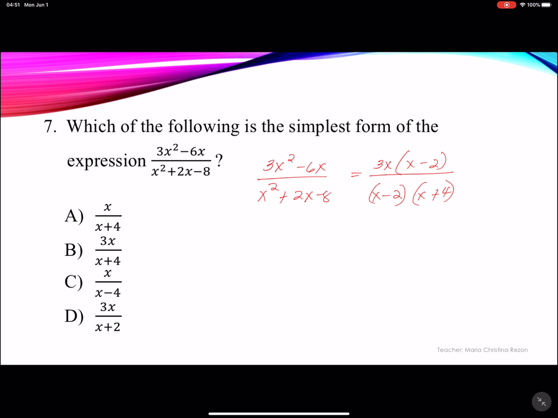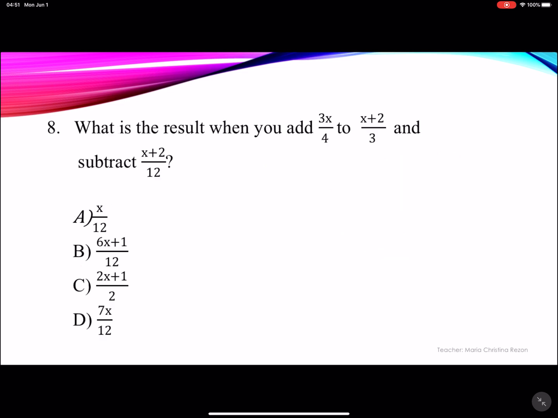Then simplify. You can now get rid of this. So what is left is 3x over x plus 4. And do we have that answer? Yes, we have letter B.